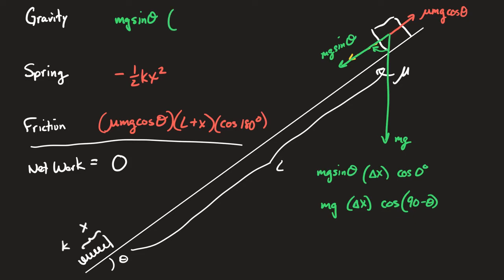And through what distance does this force act? L plus x, that's right. Gravity acts on it all the way to the point where it's compressed and the spring stops. And this is going to be cosine of 0 degrees. All right, so I think we can all agree now I have all contributions to the work, right?